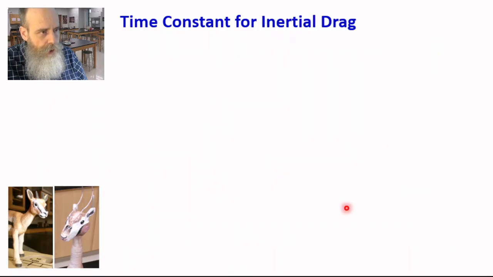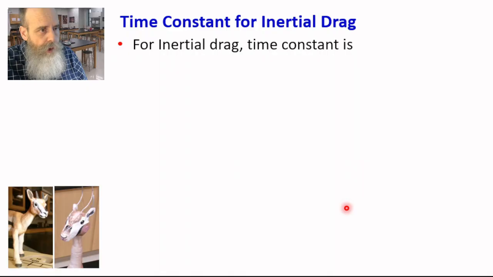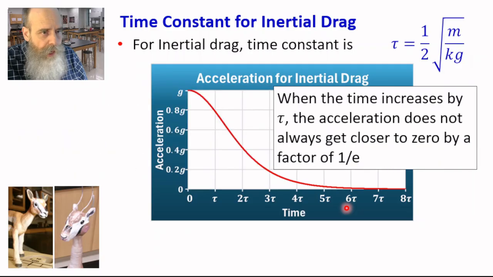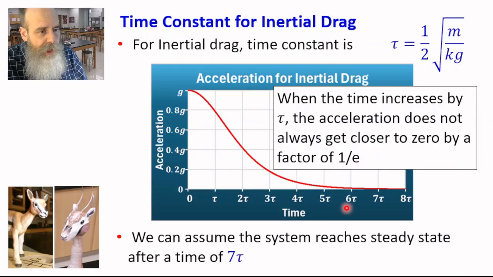Time constant for inertial drag. For inertial drag, the time constant is tau equals 1/2 square root of m over kg. Here's our plot of acceleration for inertial drag. When the time increases by tau, the acceleration does not always get closer to 0 by a factor of 1 over e. That only happens for large times greater than 9 tau. We can assume that the system reaches steady state after a time of 7 tau, right here.